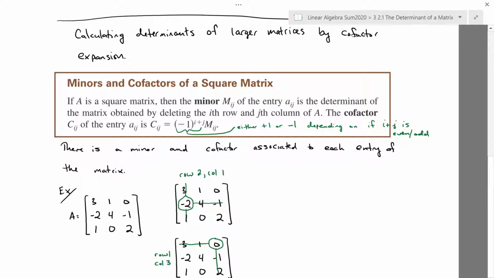And the cofactor is obtained from the minor as this formula here, so minus 1 to the i plus jth power times the minor. So the minor is calculated as a determinant, so it's just a single number, and the cofactor just has this minus 1 power in front of the minor. So basically the cofactor is either the plus value of the minor or the minus value of the minor, depending on whether i plus j is even or odd. So this extra factor is either a plus 1 or a minus 1, depending on if i plus j is even or odd.